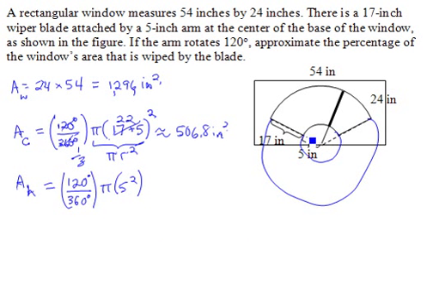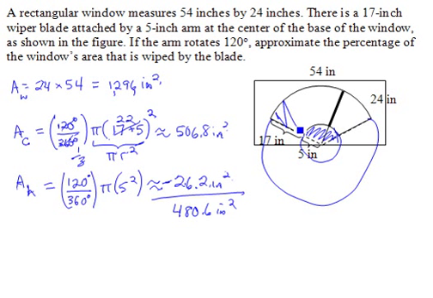where pi times 5 squared represents the area of this entire circle that's being cut out, but of course I only want to cut out 1/3 of that. That's the 1/3 associated with the 120 degree rotation. That's why I included this multiplier. Using my calculator again to get an approximation for that gives me approximately 26.2 square inches. If I subtract that answer from the 506.8, I obtain 480.6 square inches. That represents the portion of the window that is wiped by the blade.